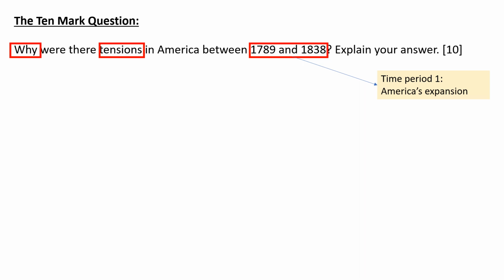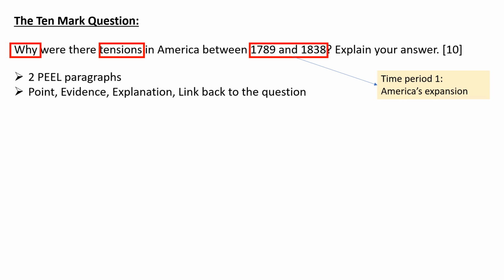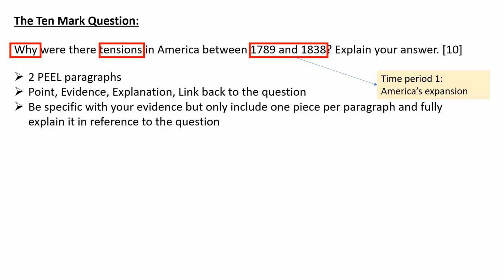So the way that we would structure our response to this question is by creating 2 PEEL paragraphs. A reminder here that PEEL stands for point, evidence, explanation, and then linking back to the question. The examiner will be expecting you to be specific with your evidence, but it's only necessary to include 1 piece per paragraph, and the marks really are coming from this ability to explain the evidence that you give in reference to the question. So let's have a look at an example together.